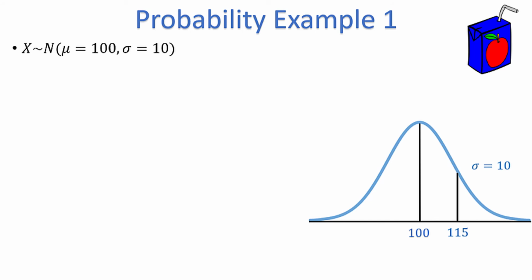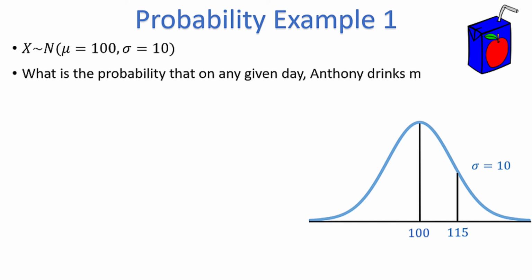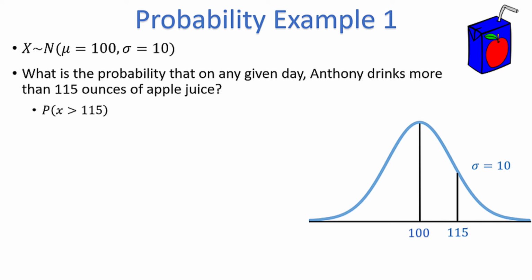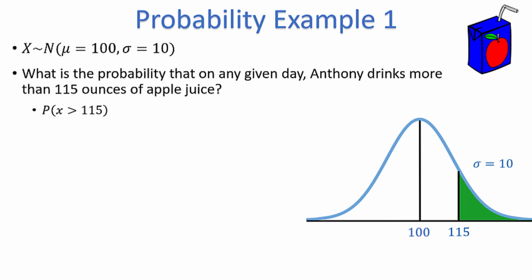Consider this question. What is the probability that on any given day, Anthony drinks more than 115 ounces of apple juice? This can be translated into the probability statement, the probability that x is greater than 115. On the normal distribution graph, we can shade the area greater than 115 to help us better visualize the problem. The shaded area represents the probability we are trying to solve for.